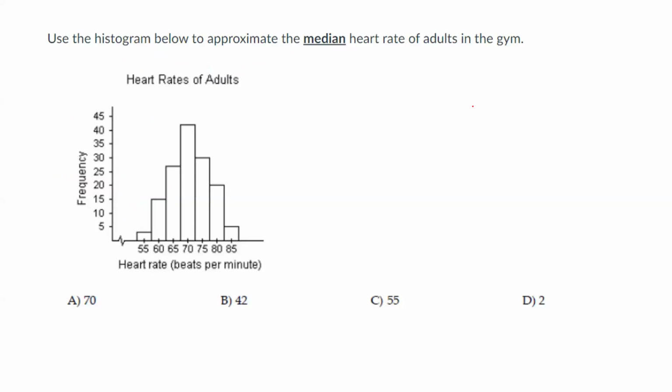Next question says, use the histogram below to approximate the median of the data. So take a look at your histogram. The histogram is pretty much symmetric, or you can say that it is normal. When it is normal, it means that the mode, mean, and the median are all located in the middle of the data. So where is that? It's basically at this center. The center of the data, or the typical value, is equal to 70. So the answer is 70.